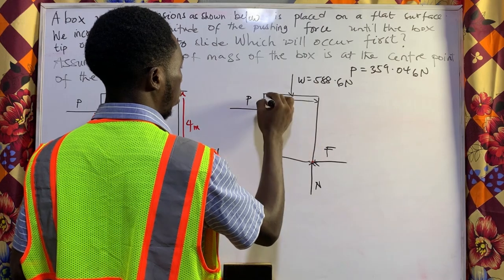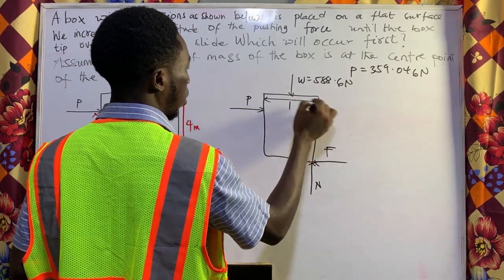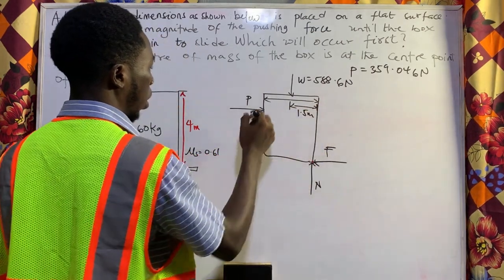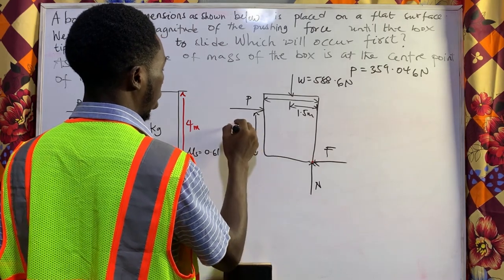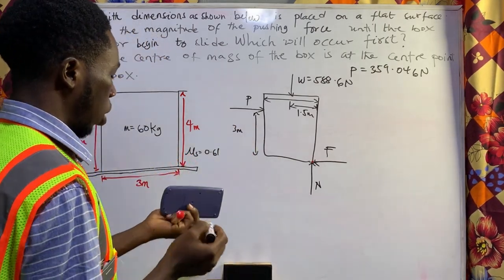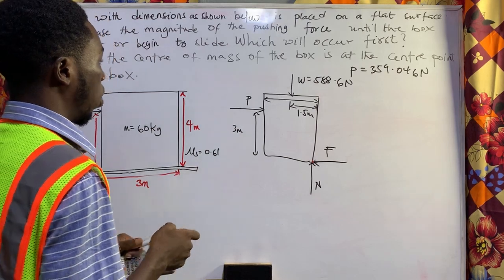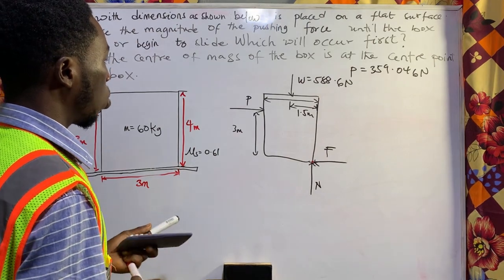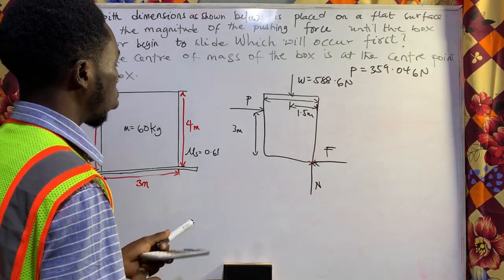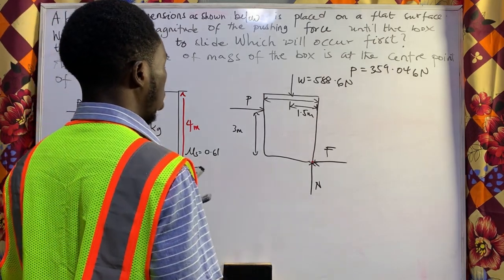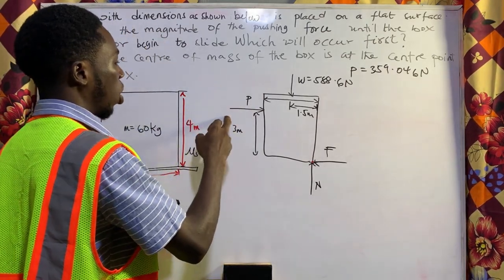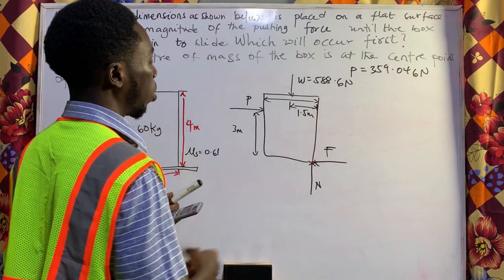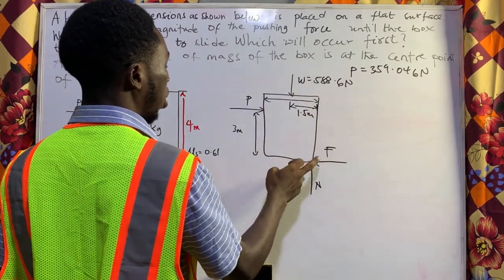You have the distance to be 3 meters, so half of it will be 1.5 meters. And then you have this distance to be 3 meters also. So now we want to find the minimum value of P that is required for tipping. To do that, you're going to calculate the moment that will be caused by this P here, about this point here, and then equate it to the moment that will be caused by the weight force about this point here.